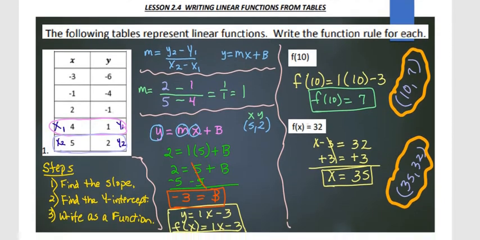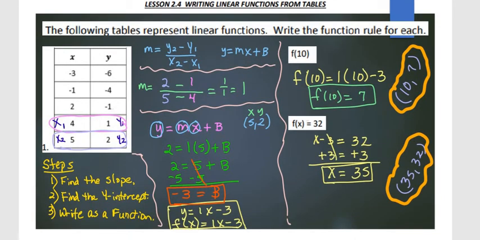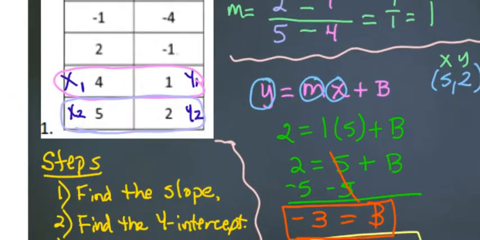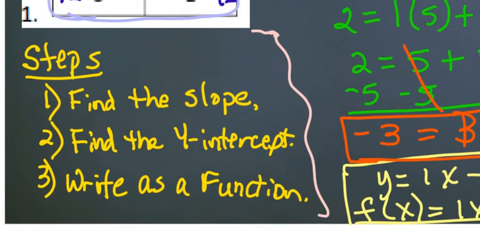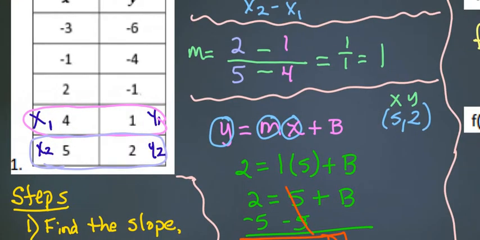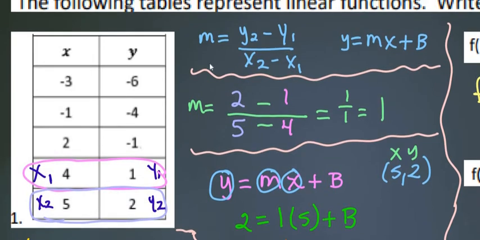Now, I've already completed the first one for you, so I already know that this is a linear function, and when we're looking at linear functions to solve them, we have 3 steps. The first thing we have to do is find the slope, then we're going to find the y-intercept, and then we're going to write it as a function. So, I have already worked these out.